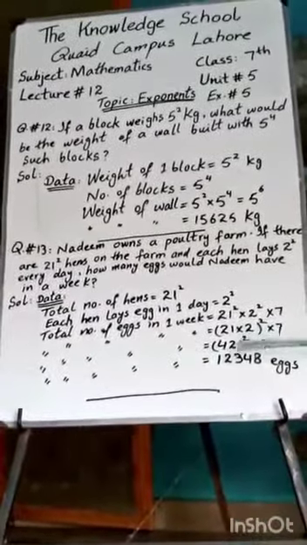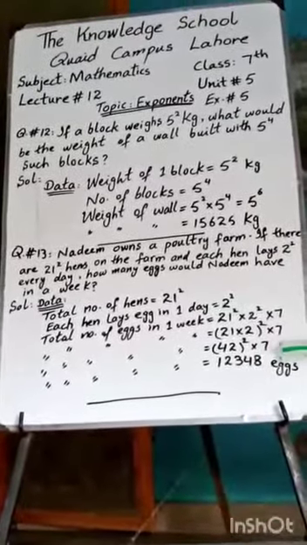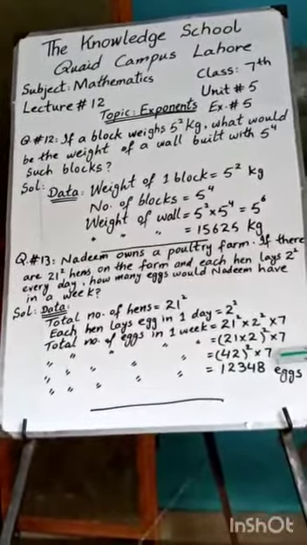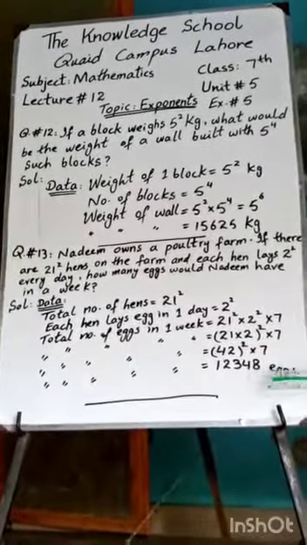21 को 2 से मल्टीप्लाई करें तो 42 आता है. 42 होल स्क्वायर हो जाएगा multiplied by 7. 42 होल स्क्वायर को सॉल्व करने के बाद मल्टीप्लाई करेंगे 7 से. We will get this answer 12,348 eggs.